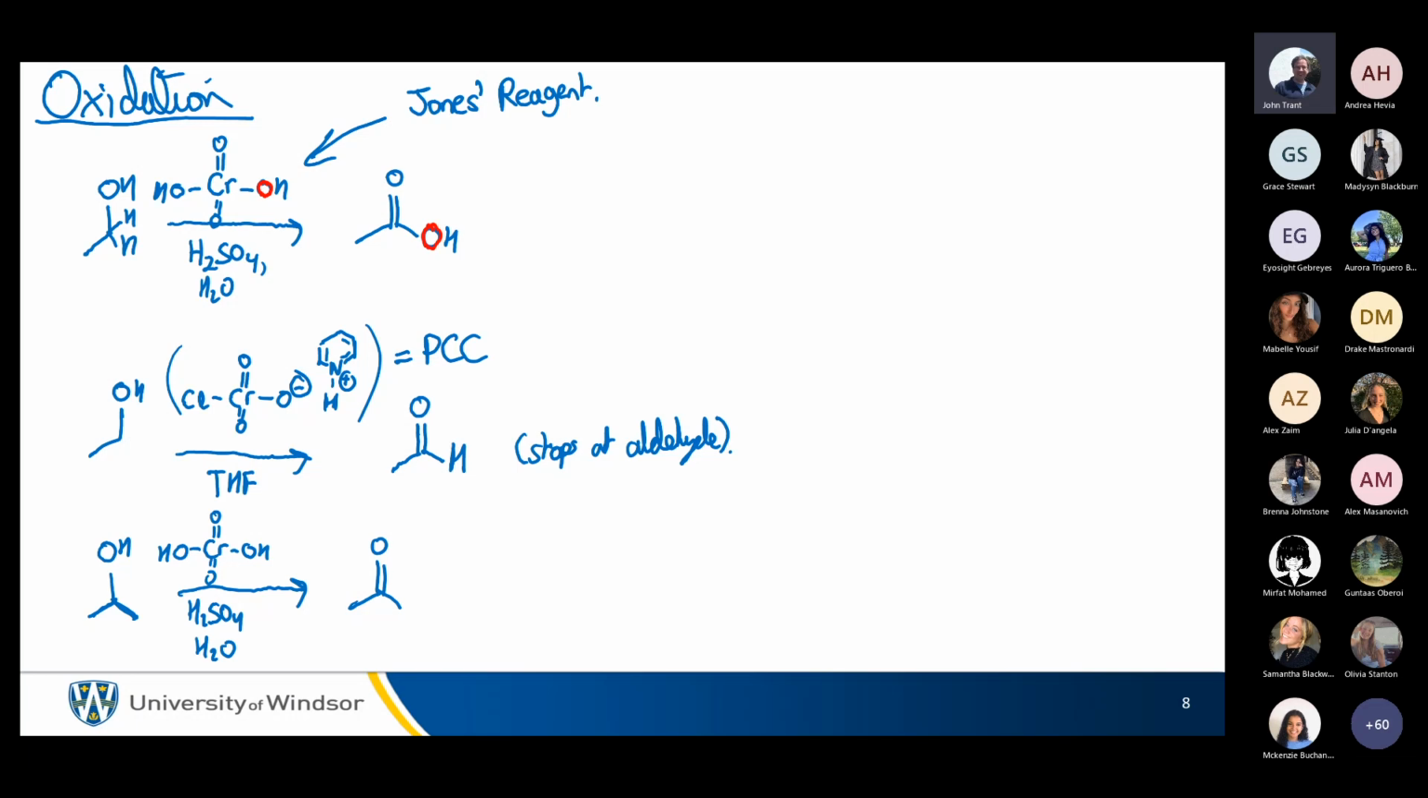Because it belongs to a guy named Jones. And it's chromic acid in sulfuric acid with water. So again, I'm just going to skip back to our graph of oxidations and reductions. I'm going to come back to these mechanisms, but they're much more complicated.